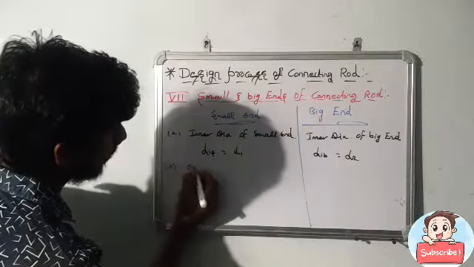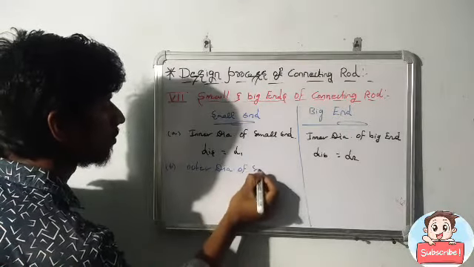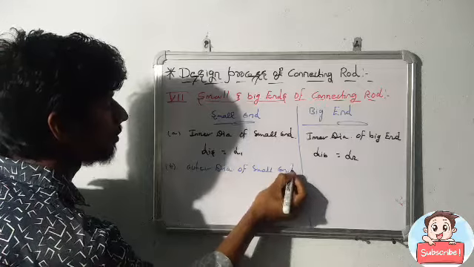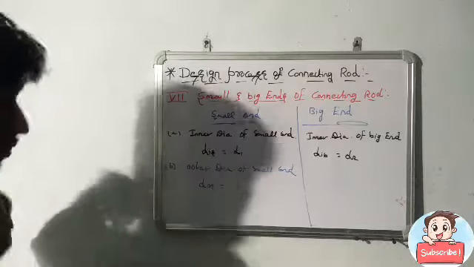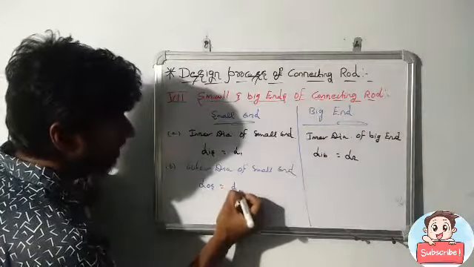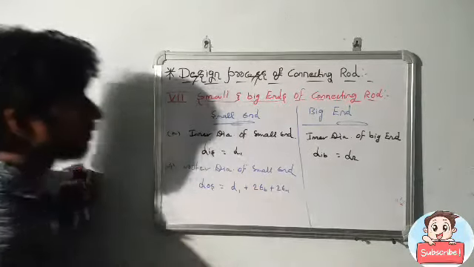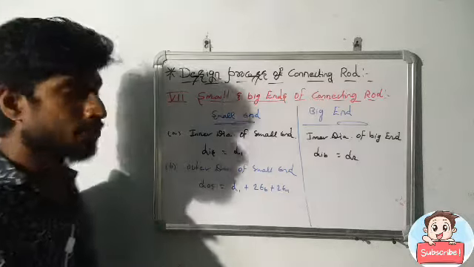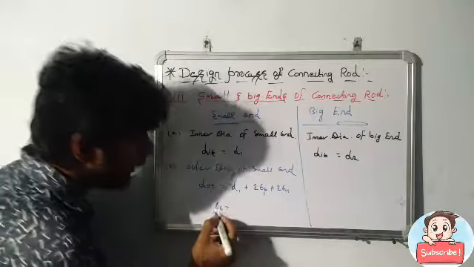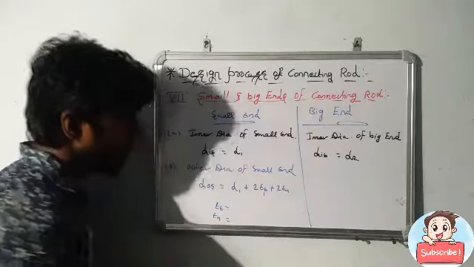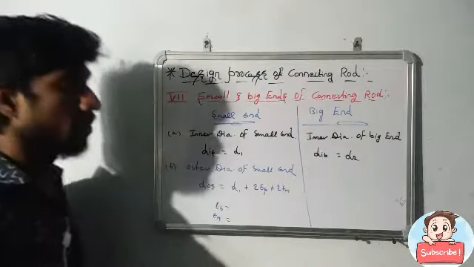That is the outer diameter condition. Outer diameter of small end is denoted by DOS, that is equal to D1 plus 2TB plus 2TM. So this is about the outer diameter of the small end. Here TB is the thickness of bush and TM is the marginal thickness. When we know both values, it is easy to find out the outer diameter of the small end.